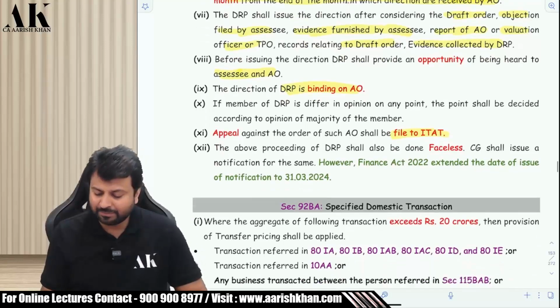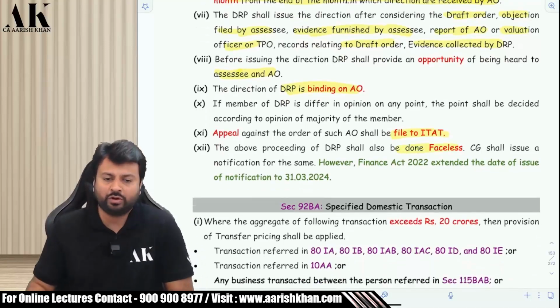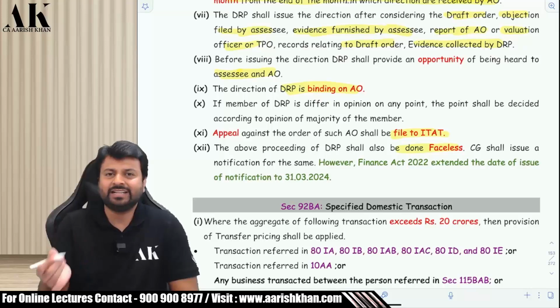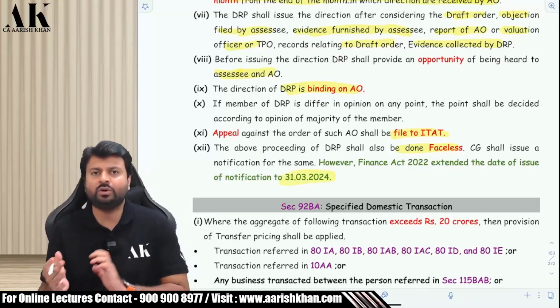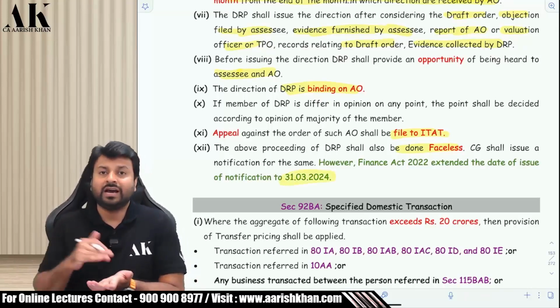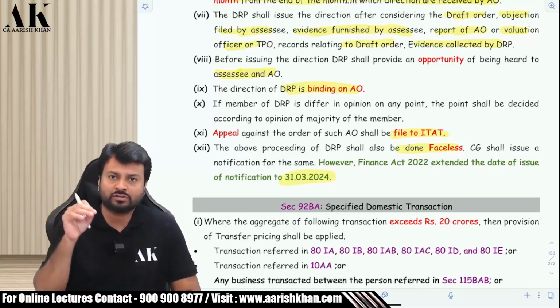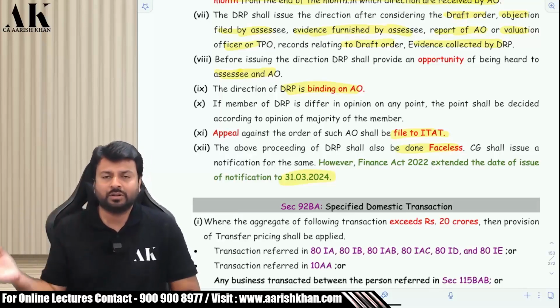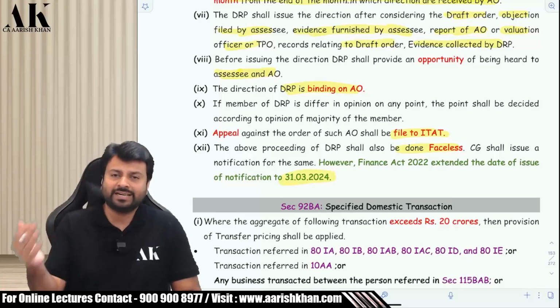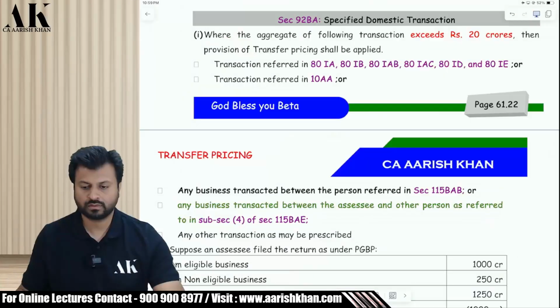Next. This entire proceeding, the government has said that it is going to make faceless, and the government has extended the deadline to 31st March 2024. Earlier it was supposed to be faceless by 31st March 2022, but because of COVID the government was not able to do the things on time, so the government has extended it to 31st March 2024. Okay.